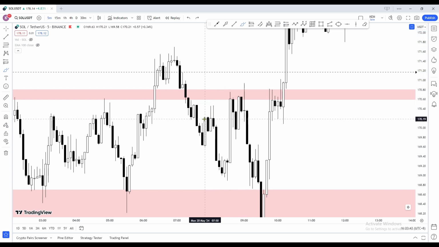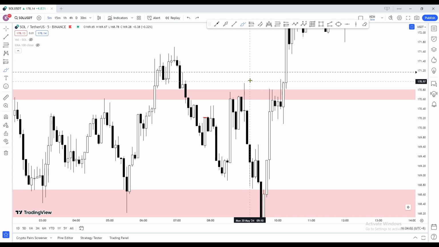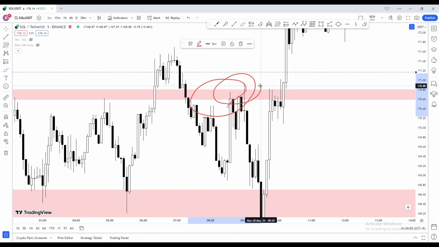That's my plan. But as you can see, I entered right here and then got stepped out with this huge candle right here. Now we have this nice bullish candle right here. So, hindi na ako dyan mag-entry. Sabi ko, hindi ako dyan mag-entry. Dito ako mag-entry sa breakout na talaga.